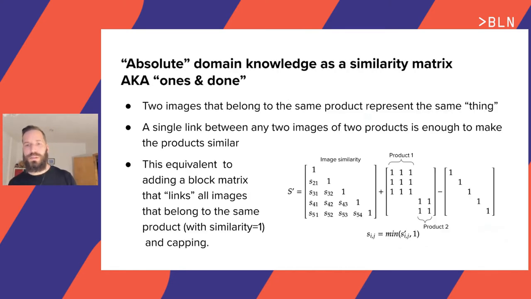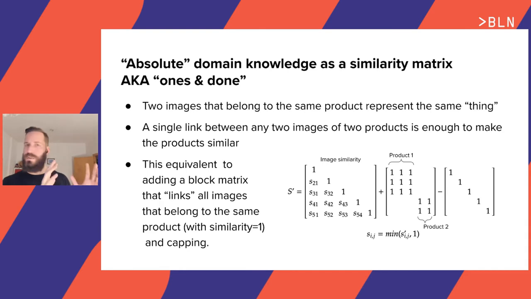Here, a little bit of math, apologies. Basically, domain knowledge. If I take the approach I like to call "once and done," we'll see why in a second. If images that are linked to a product represent the same thing, and if it's enough that two products share a single image in order to make them linked or similar in my domain, then I can do something really, really simple.